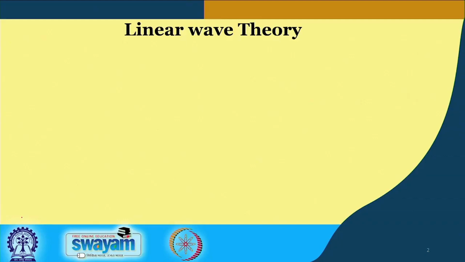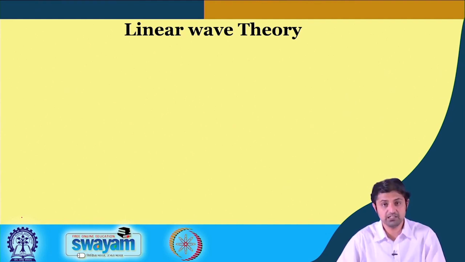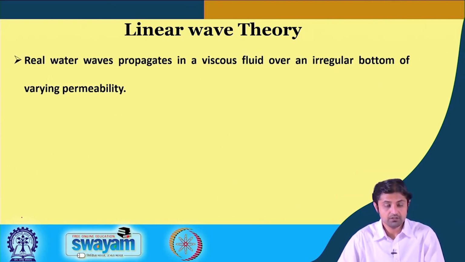So linear wave theory, what is that? As the name indicates, the linear wave theory can be guessed as, when the waves are considered linear in nature. So the background is, as everybody knows, the real water waves. Have you seen waves in the ocean? The disturbances that are traveling in the ocean are actually waves. They might not be linear, but they are waves. So the real water waves, they propagate in viscous fluid.